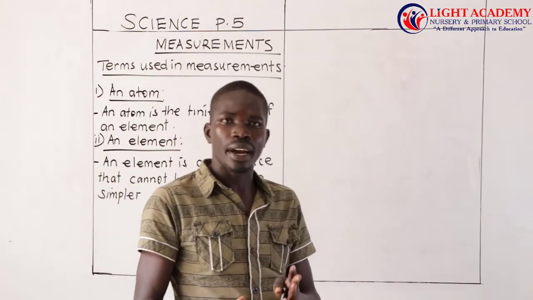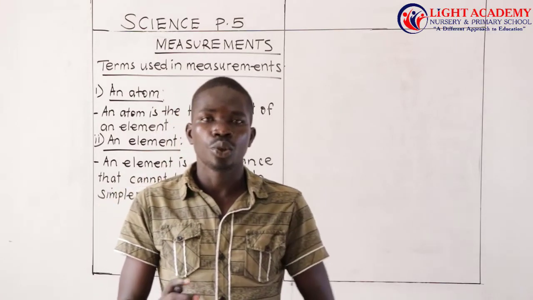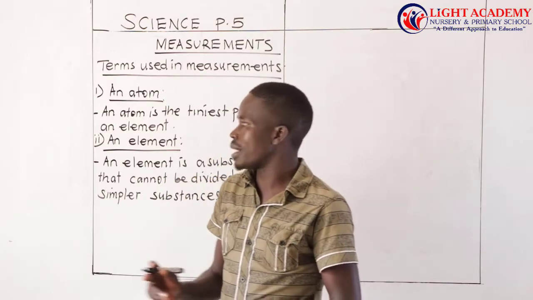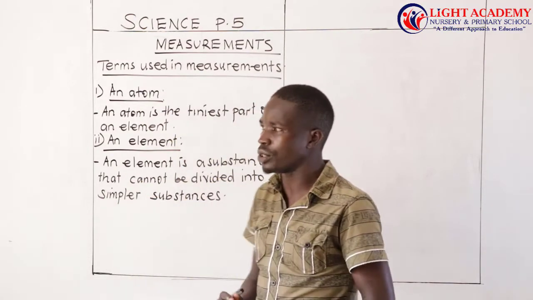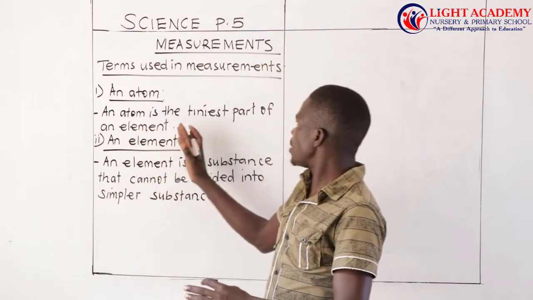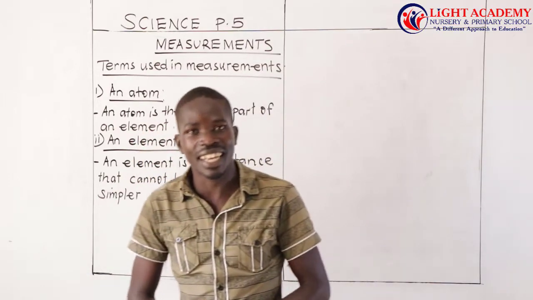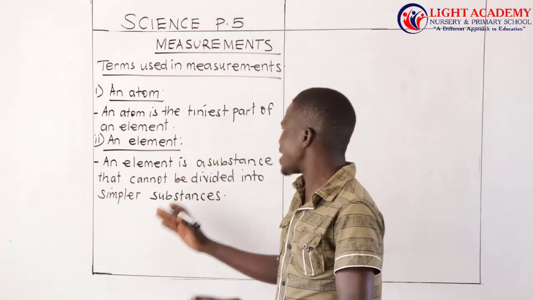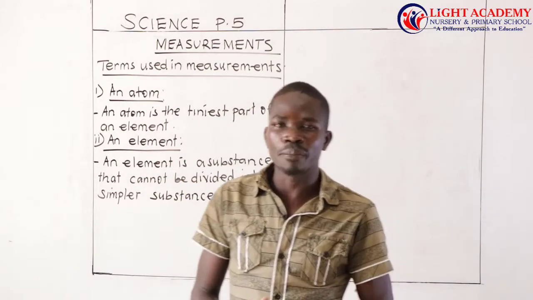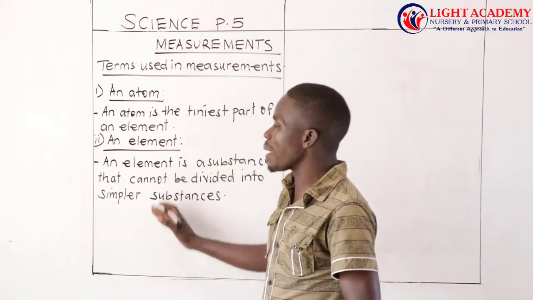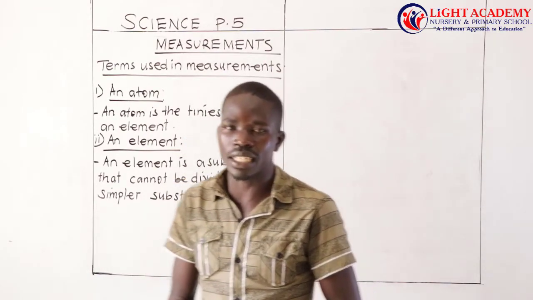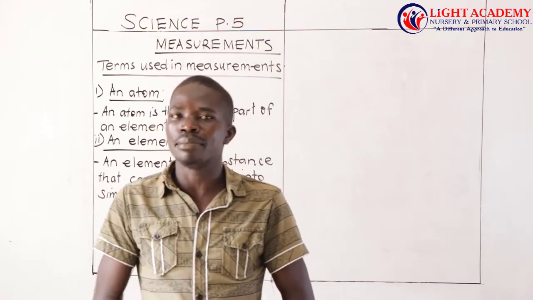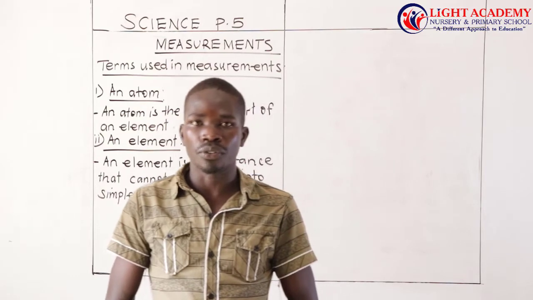So when we come to determine the measurements in the different states of matter, you must first understand what we call an atom, and you say an atom is the tiniest part of an element. Then an element is the substance that cannot be divided into simpler substances. You cannot divide it up. If they ask you what elements are made of, elements are made of atoms.